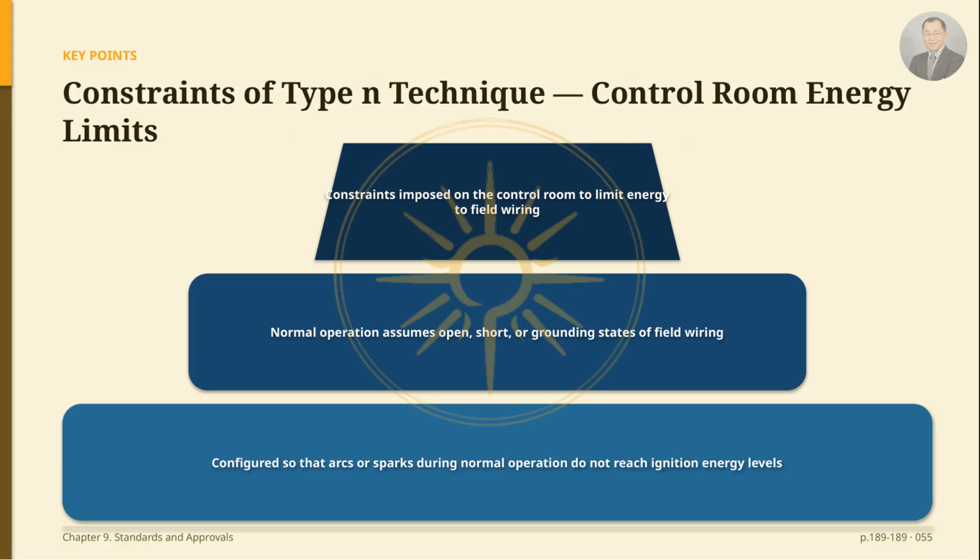Finally, I would like to introduce the remaining constraints of the Type N technique. This technique places constraints on the control room to limit the energy supplied to field wiring. In this context, normal operation refers to states where field wiring is open, shorted, or grounded. These constraints are implemented so that arcs or sparks occurring during normal operation will not have enough energy to cause ignition.